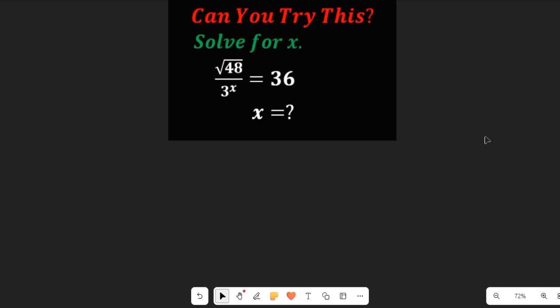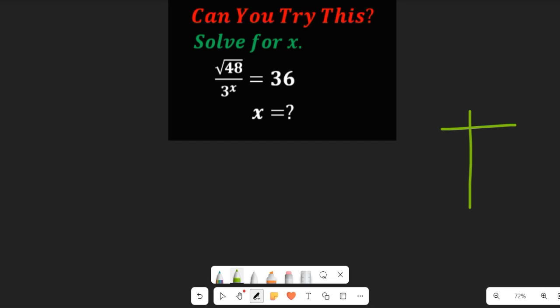To solve this question, all we simply need to do is to look for ways through which we can simplify the square root. The square root is just the biggest obstacle in this question. So let's simplify the square root. To simplify the square root, let's analyze the square root of 48.